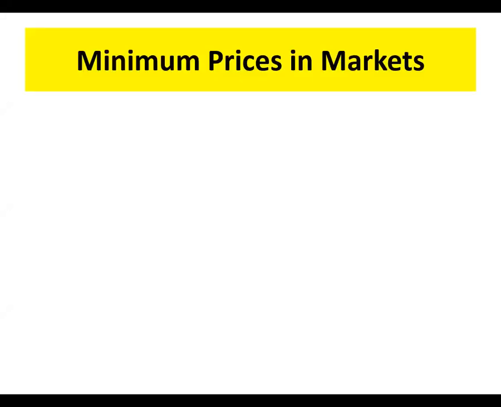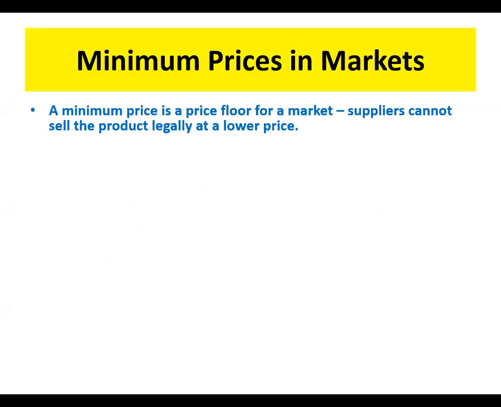So minimum prices in a market. By definition, a minimum price is a price floor for a market. Suppliers cannot sell the product legally at a lower price. So as a form of government intervention, it is set above the free market equilibrium price. The government does not like the rate set at the free market equilibrium price. They believe the price is too low.